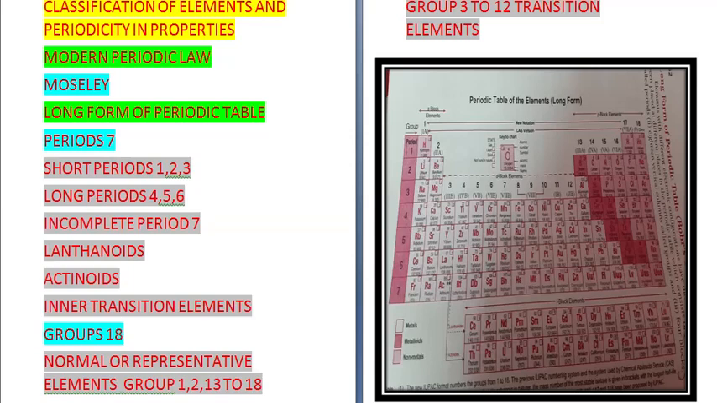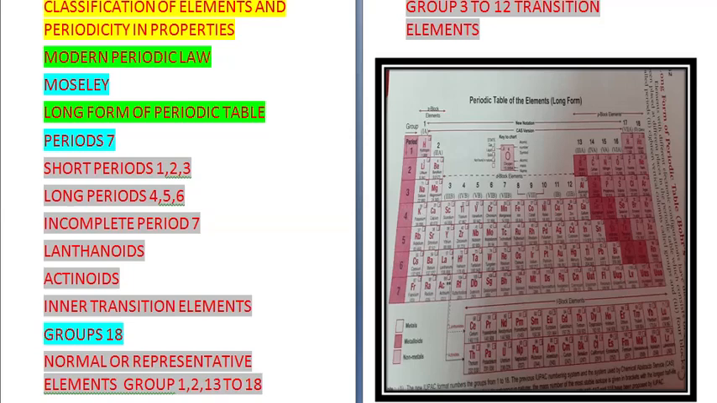Now, the modern periodic law was given by Moseley, who studied the X-ray spectrum of various elements and proved that atomic number is the fundamental property of the element. He gave the modern periodic law, which said that the physical and chemical properties of elements are a periodic function of their atomic numbers. What is the meaning of this?